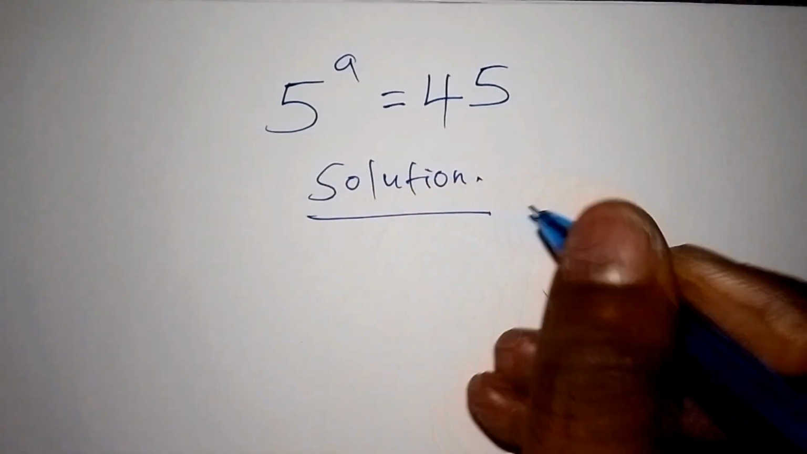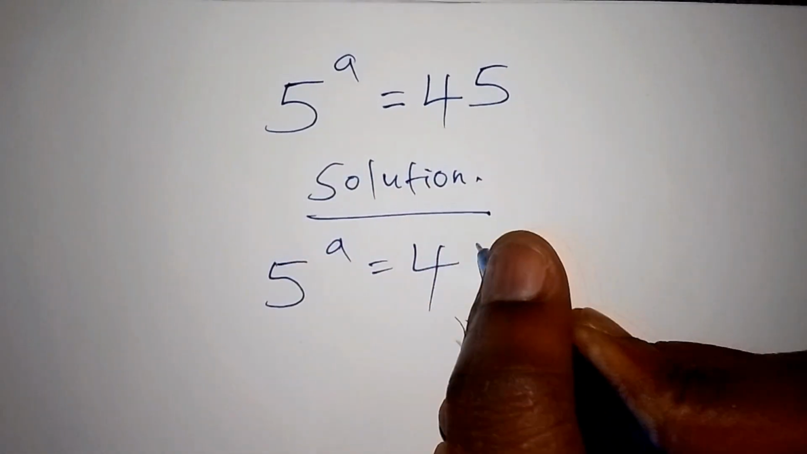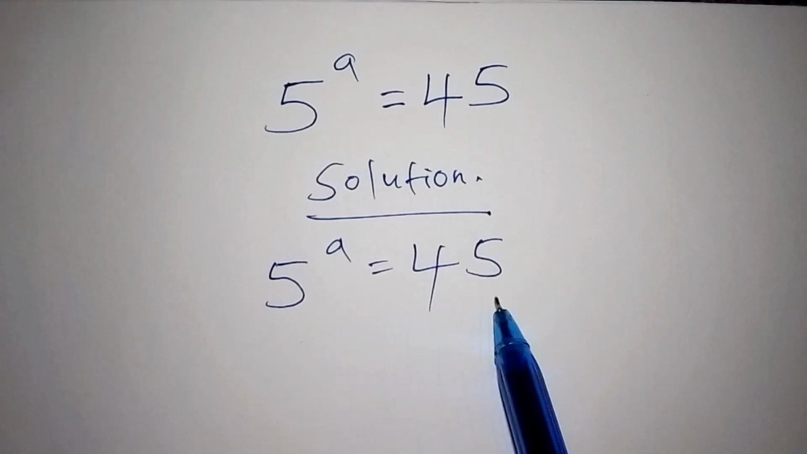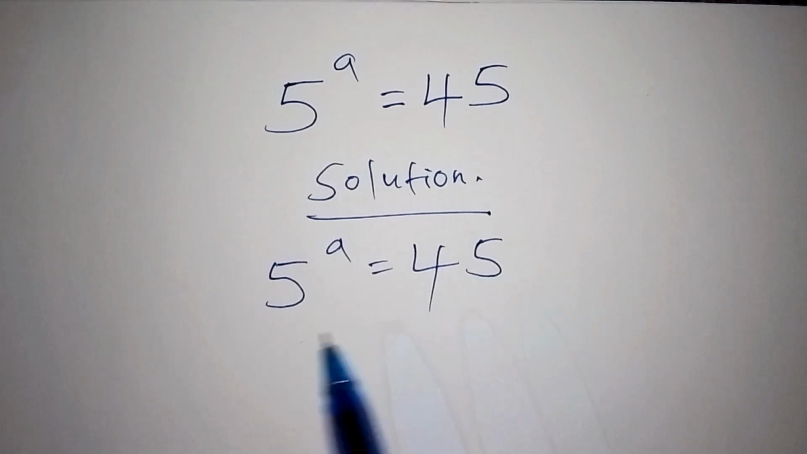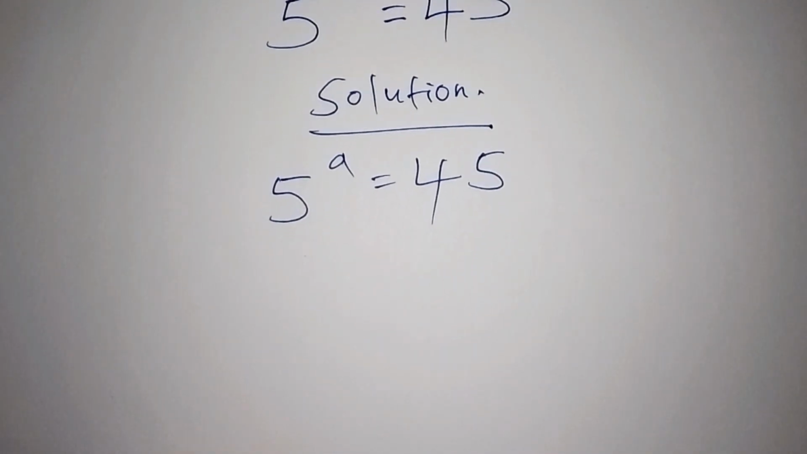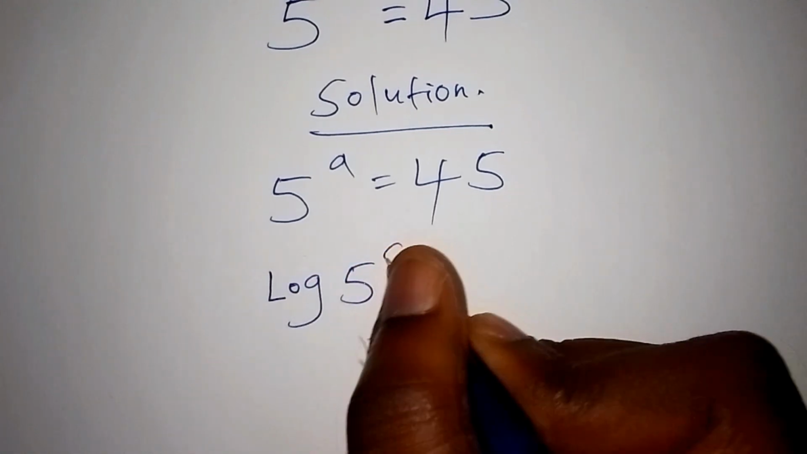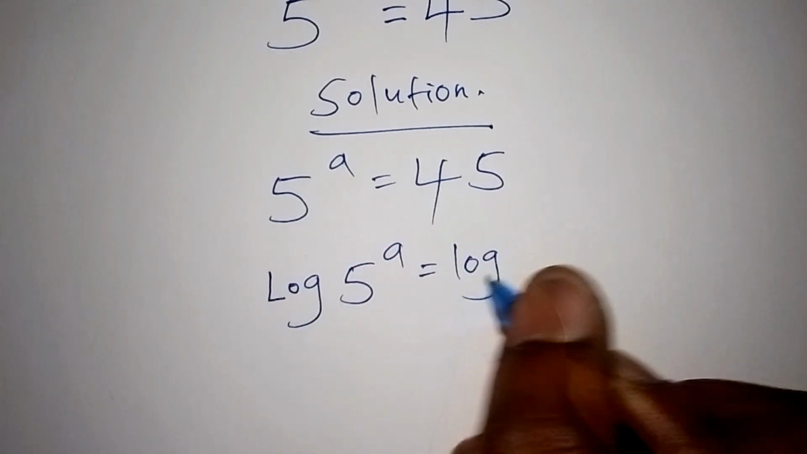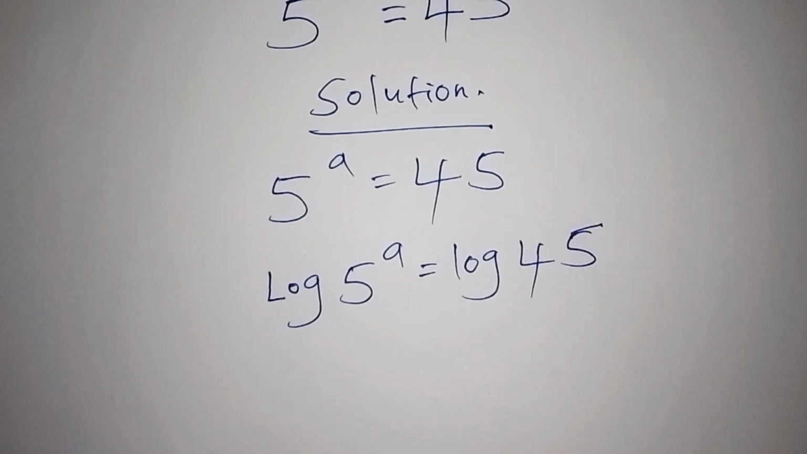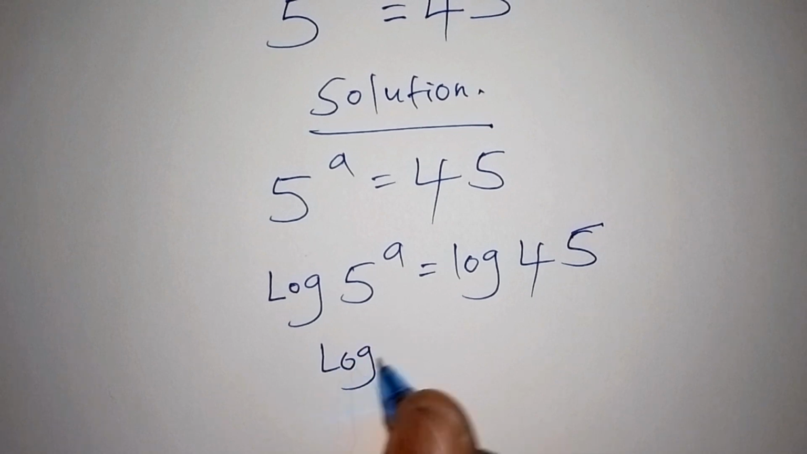In our solution, we have 5 to the power of a is equal to 45. The first thing we need to do is express 45, a whole number, to the base of 5, which is impossible until we use the log. So let's introduce the log on both sides. Now we shall have the log of 5 to the power of a is equal to the log of 45.